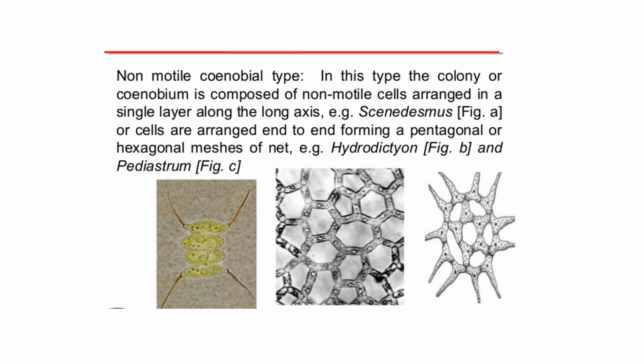So you can see in the figures, figure A is Scenedesmus. It is composed of non-motile cells in a coenobium or colony along the long axis. In figure B, you can see they are arranged end to end, joined with each other, in Hydrodictyon. And in figure C, Pediastrum, you can see that they are in a hexagonal form. They form six corners, and in pentagonal they form five corners. In this way, they form their colony shape.